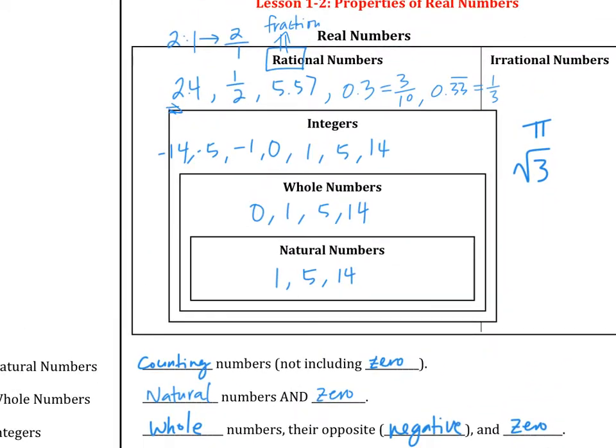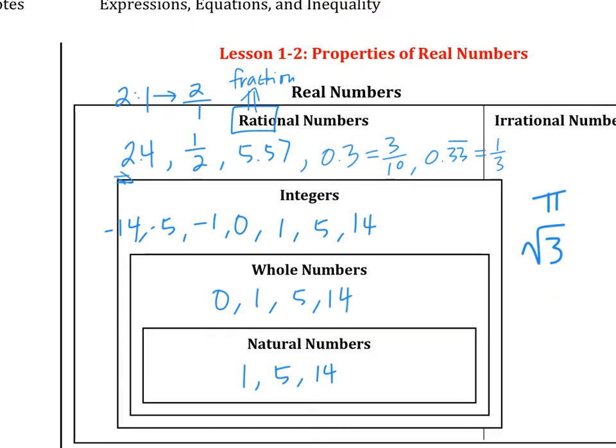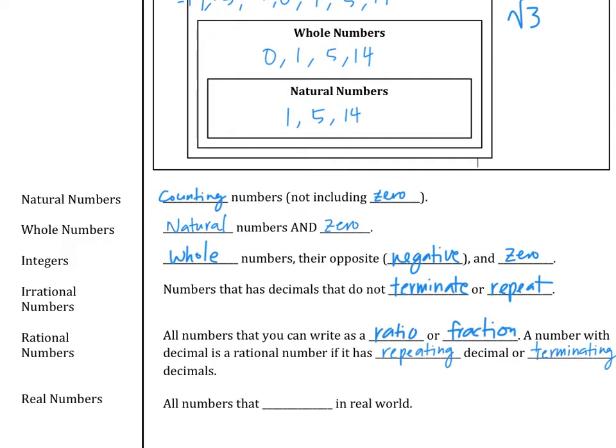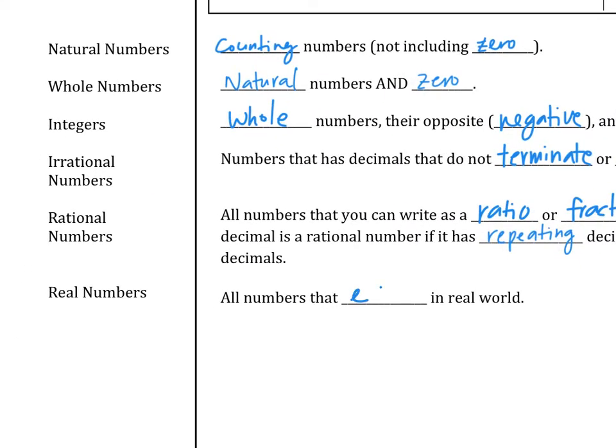All right. And both of these sets of numbers, you can see that rational has all these subsets underneath it, and then irrational, both of them make up real numbers. So real numbers is just all the things in life we can actually work with. That is our last one here that exists in the real world. Real numbers are all the numbers that exist in the real world.